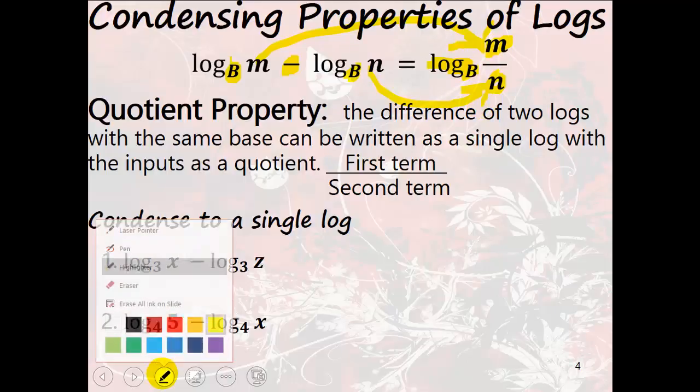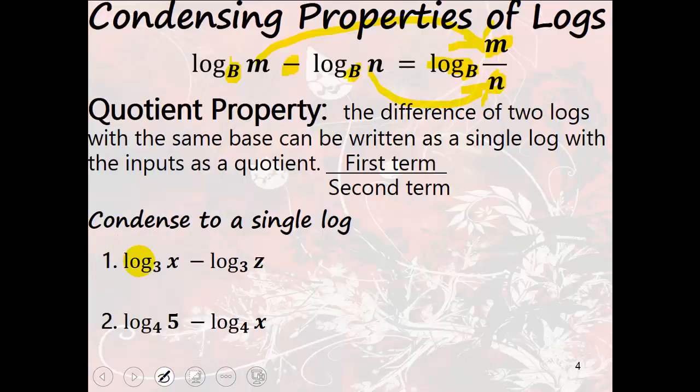So if I want to condense log base 3 of the input x minus log base 3 of the input z, this can be written as a single log, log base 3 of the input x divided by z. It cannot be z divided by x, it must be x divided by z. The second example, log base 4 of the input 5 minus log base 4 of the input x, can be written as a single log in base 4 of the input 5 divided by x. So why don't you try your video question and see how you do.